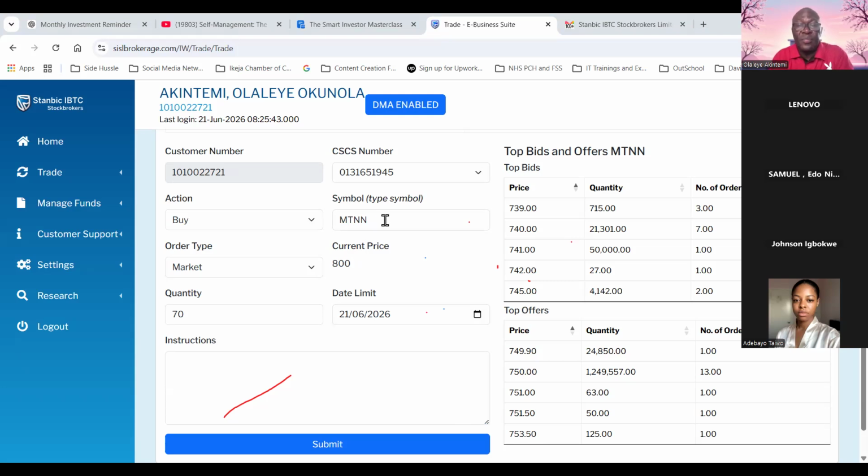Again, I want to say something. When you're bidding, make sure you check the number of units that somebody is willing to sell. Because if the number you want to buy is more than what somebody is willing to sell, they can only sell the units that are available for sale. The rest will not go through. Your money will be returned back to you as well.